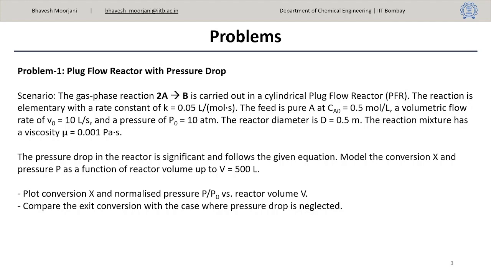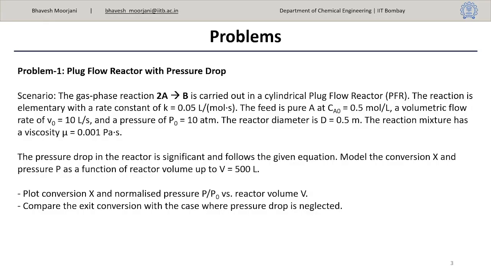The pressure drop in the reactor is significant and follows the given equation. So one equation is given to us. We have to model the conversion and the pressure as a function of reactor volume up to 500 liter. Plot the conversion and the normalized pressure drop versus reactor volume. Compare the exit conversion with the case where pressure drop is neglected, right? So we have been given two conditions: we have to find the change in the conversion as well as the pressure drop, or the normalized pressure P by P0, with increase in reactor volume. And what is the concentration when we don't have any pressure drop?